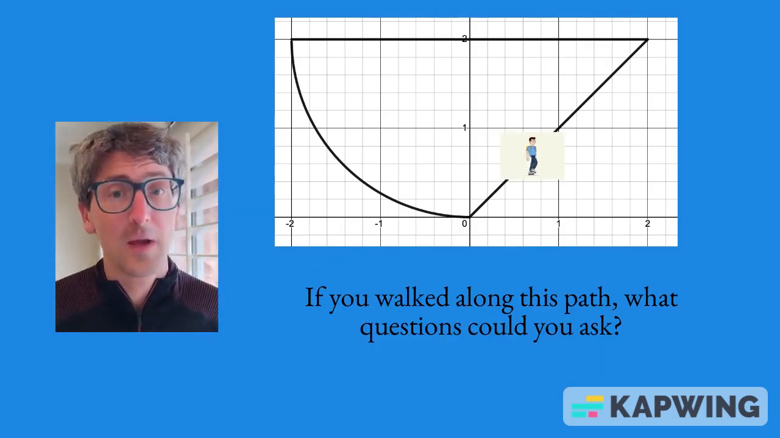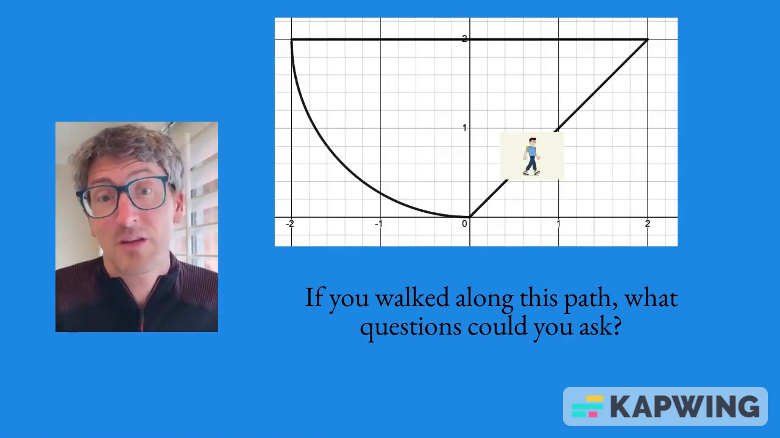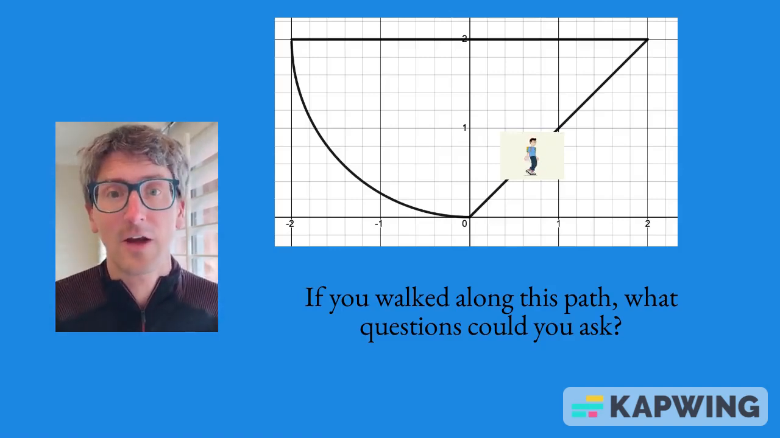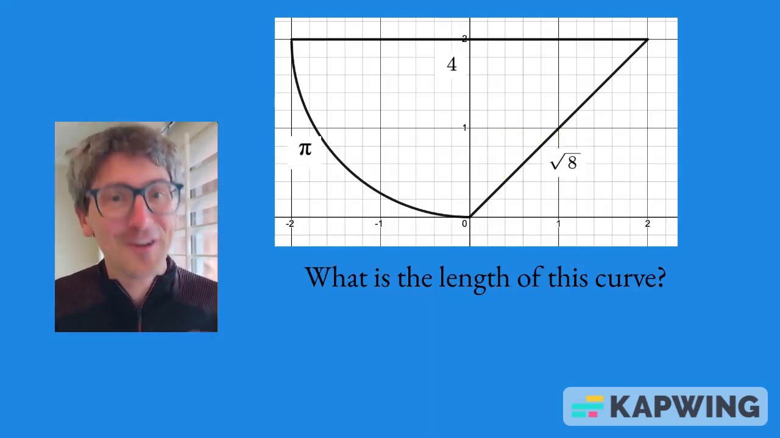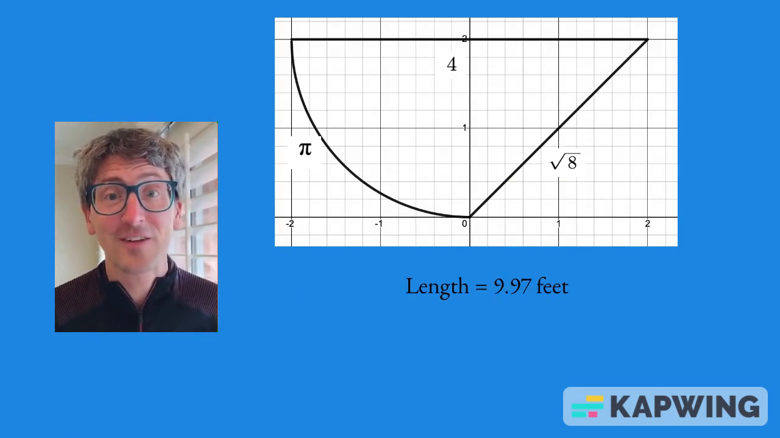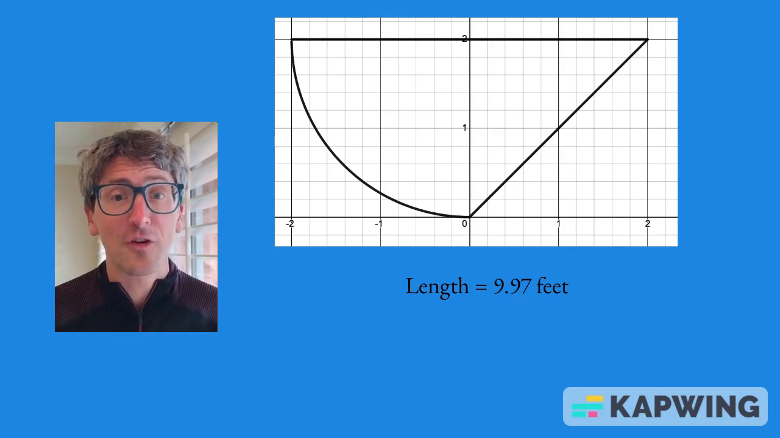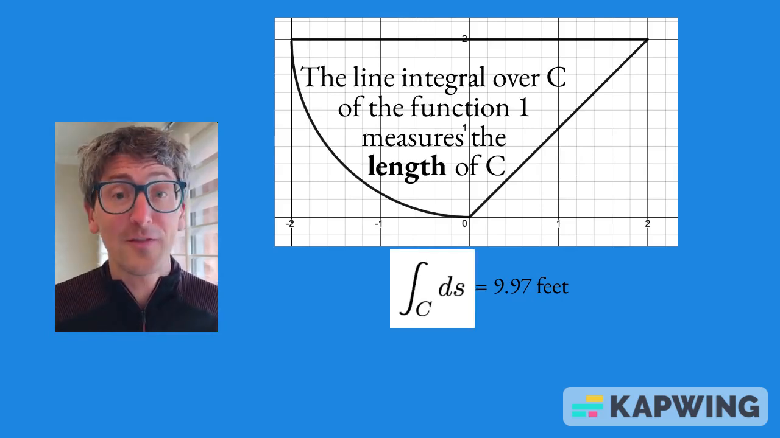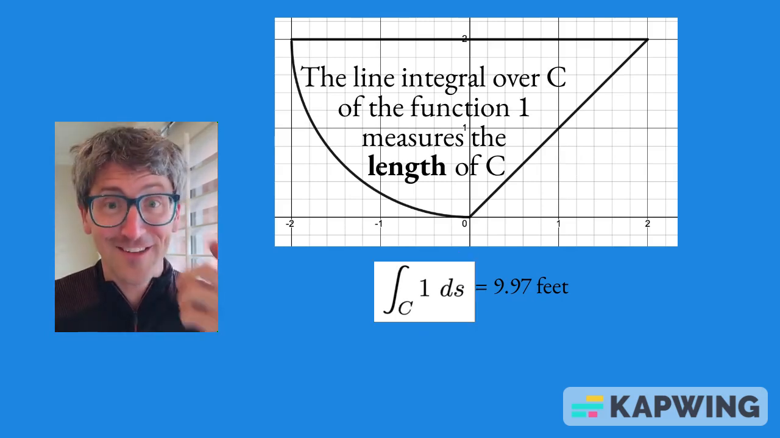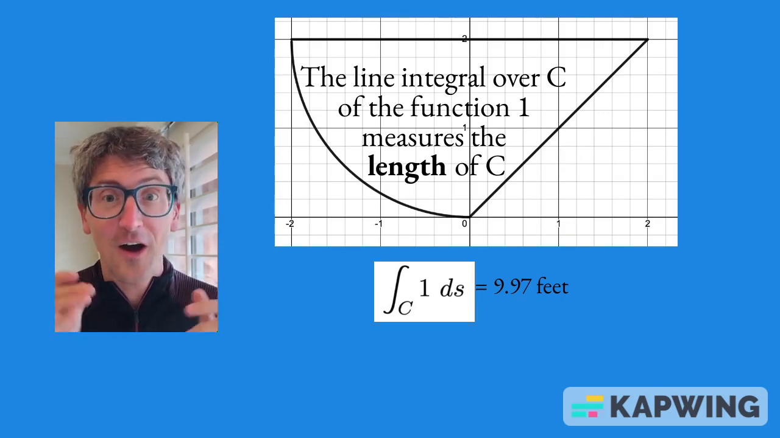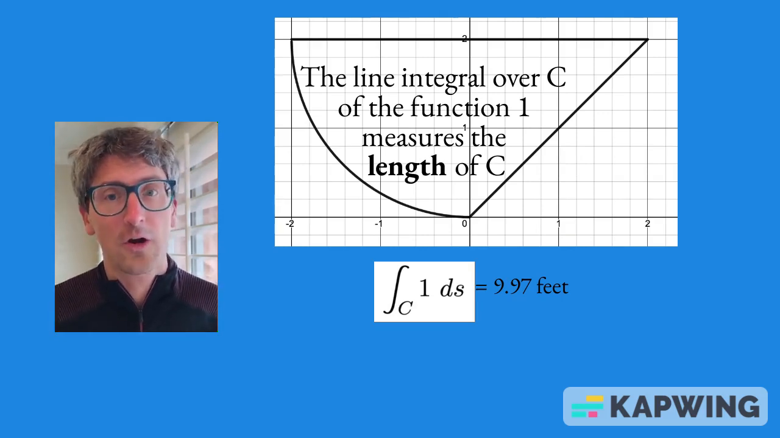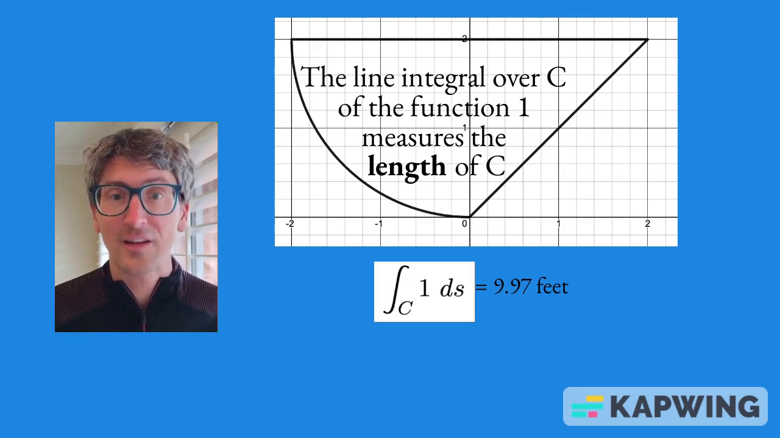What sort of questions could we ask? The simplest question I think we could ask is what's the length of that curve? And we could work it out here and we'd get that number just using some basic geometry like the Pythagorean theorem and length of the circumference of a circle. And that would actually be the value if we calculated this thing here. So this is called an integral of just the function 1 over that curve. So the simplest case, it's just measuring length.